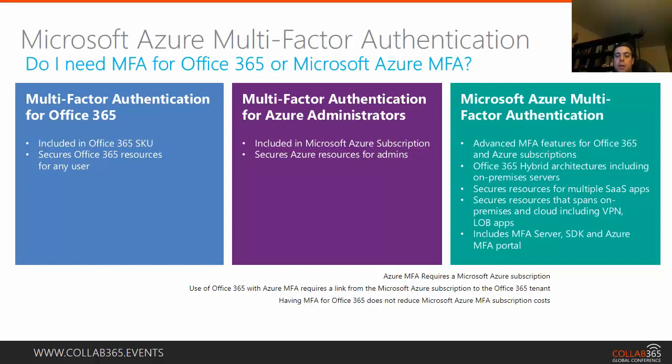It includes a multi-factor authentication server that you can install on-premises, SDKs, and the Azure multi-factor authentication portal that requires an Azure subscription. You have to have a subscription of Azure. You can use Office 365 with Azure multi-factor authentication. You can require a link from a Microsoft Azure subscription to the Office 365 tenant.